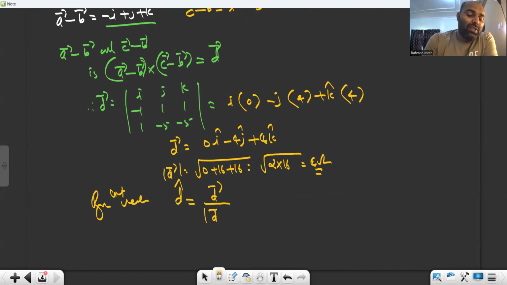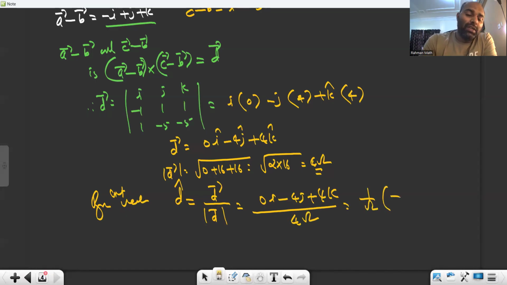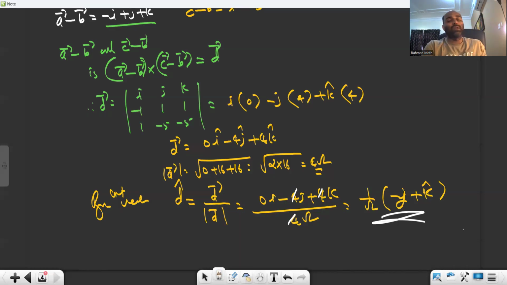Unit vector questions will surely come, so everyone be careful. D cap equals D vector by magnitude of D. D vector is 0i minus 4j plus 4k divided by 4 root 2. So I took 1 by root 2 outside, and we get minus j plus k, because the 4 cancels throughout. So this is the required unit vector. I hope everyone understood it. Anybody still have a problem, let me know.